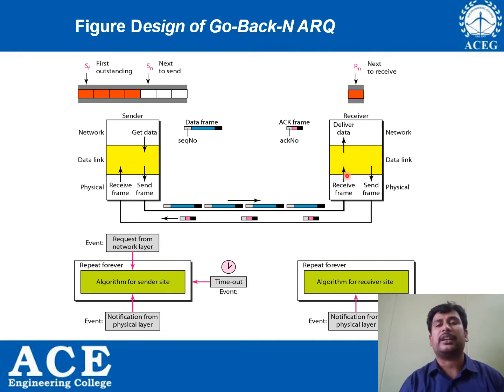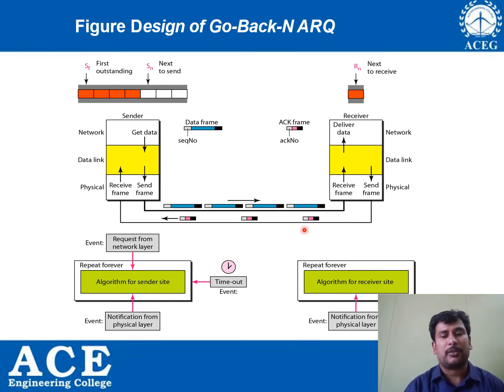If there is no error, it will extract the data, deliver the data to the network layer, and send an acknowledgement. Suppose frame 1 was transmitted and received by the receiver successfully, it will extract the data and run. The next frame which is expected by the receiver is frame 2. In case frame 2 is not able to be reached and frame 3 and frame 4 are transmitted, the receiver is not ready to receive the data.